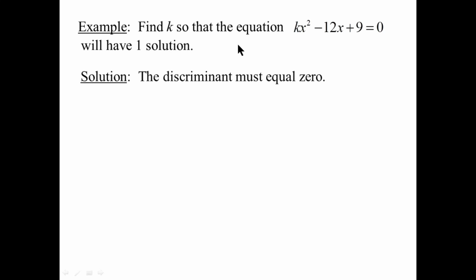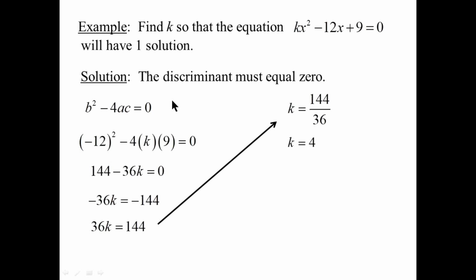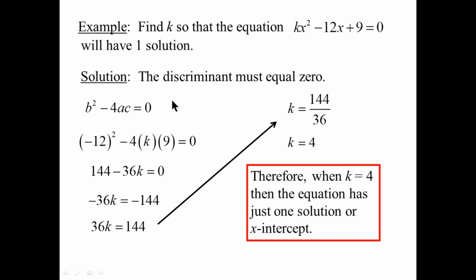Solving, set the discriminant equal to 0. The discriminant is b squared minus 4ac, and in this case that's negative 12 squared minus 4 times k times 9, because we see that k is playing the role of a. So it's b squared minus 4ac. Looks like this. Multiplying it out, simplifying it a bit, dragging 144 across the equal sign, making it negative, dividing both sides by a negative makes them all positive, dividing both sides by 36, and we get k equals 4. So when k equals 4, that quadratic has just one solution.